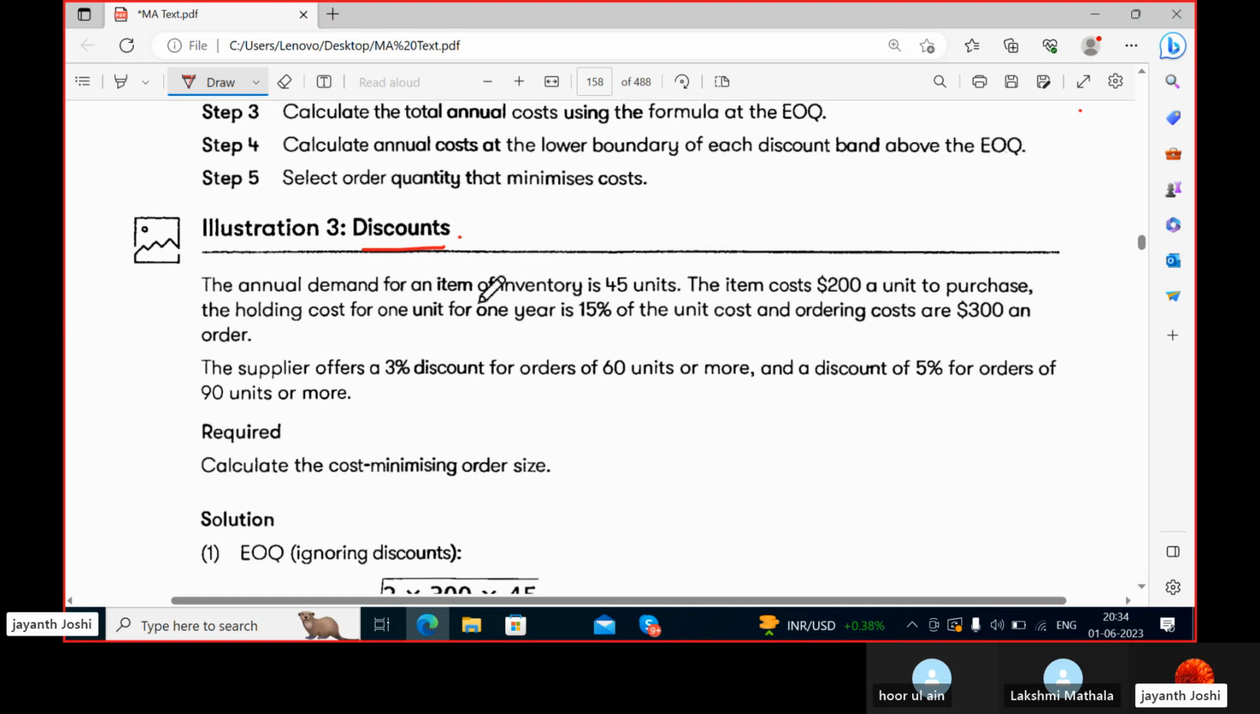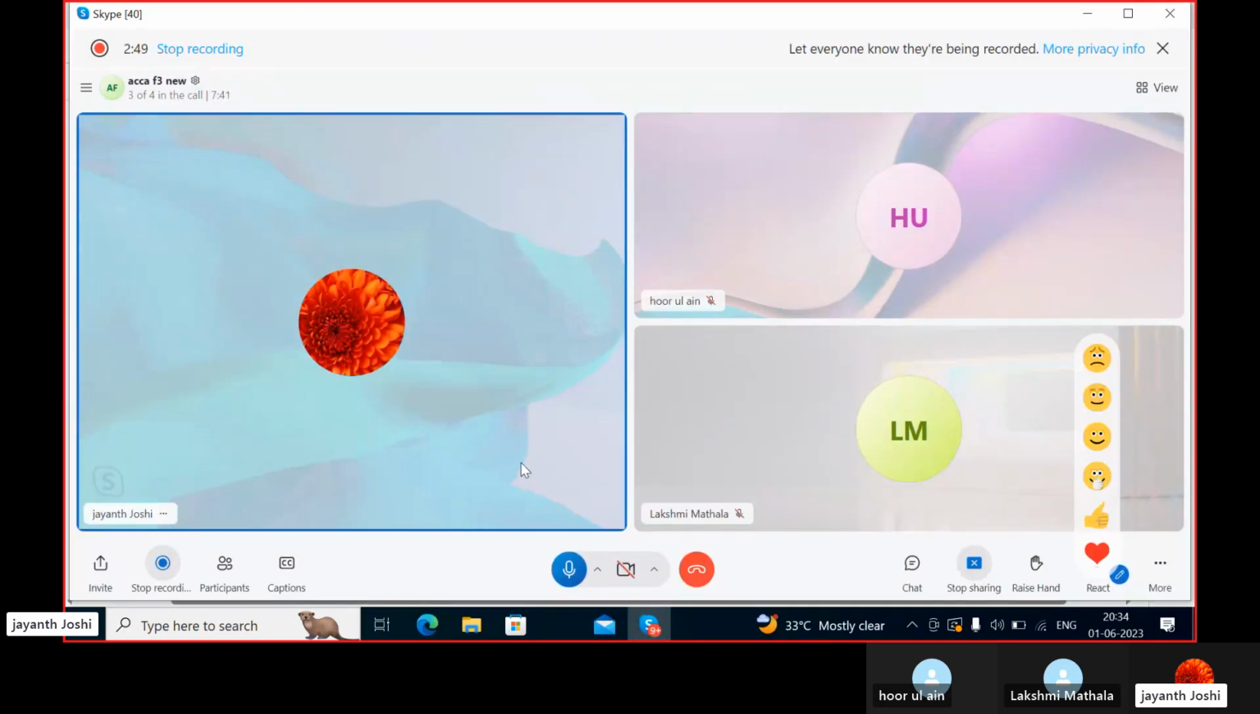So the annual demand for an item of inventory is 45 units. That means usually the business always buys 45 units. That is their usual practice. Okay, I think all of you are following my voice and everything is clear.